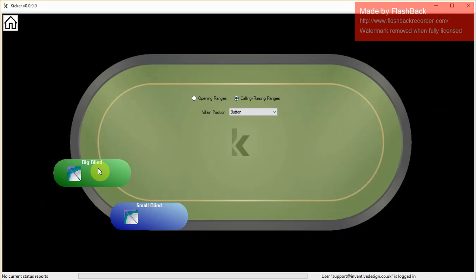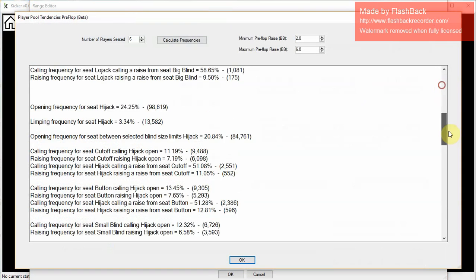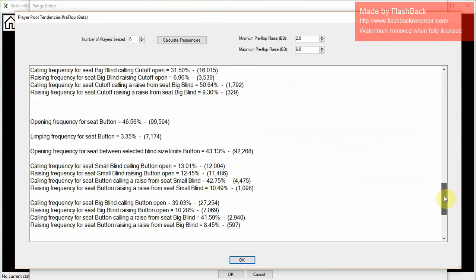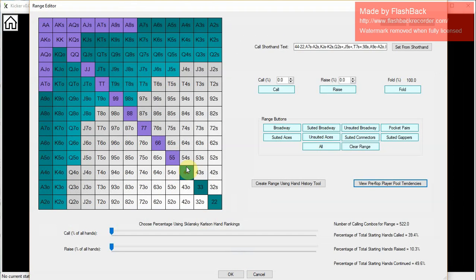And I've also put in a calling range for the villain based on these statistics from the pre-flop player pool tendencies. So you can see the big blind calling a button open is doing so 39.6% of the time and raising 10% of the time. That's from a quite statistically significant data set based on the hand histories that have been analysed by the Kicker software. And therefore, I've tried to put in a range that reflects that, with about 39.5% of hands being called and about 10% of hands being raised.